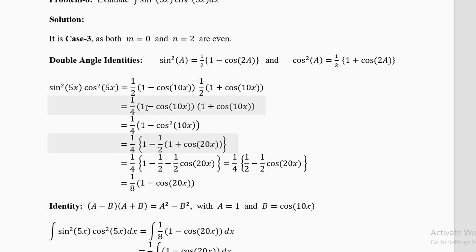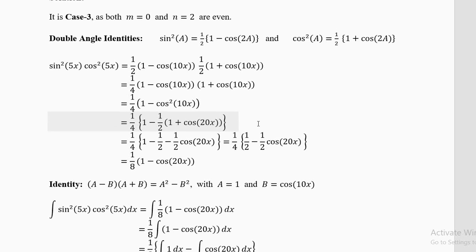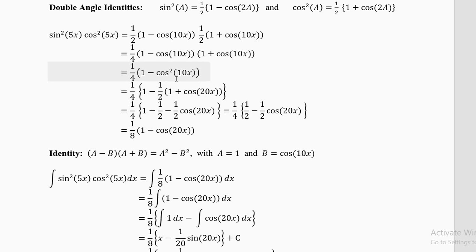Half into half is 1 by 4, 1 minus cos into 1 plus cos. Now use the algebraic identity, it will become 1 minus cosine square. Now 1 minus cosine square, do not convert it into sine square. Cosine square is half of 1 plus cos, double the angle. So first time when you double, 5x became 10x. Again you double, it will become 20x. Now you have 1 minus half cosine 20x. This is half minus cosine 20x. Take this half outside. 1 by 4 into 1 by 2 is 1 by 8.